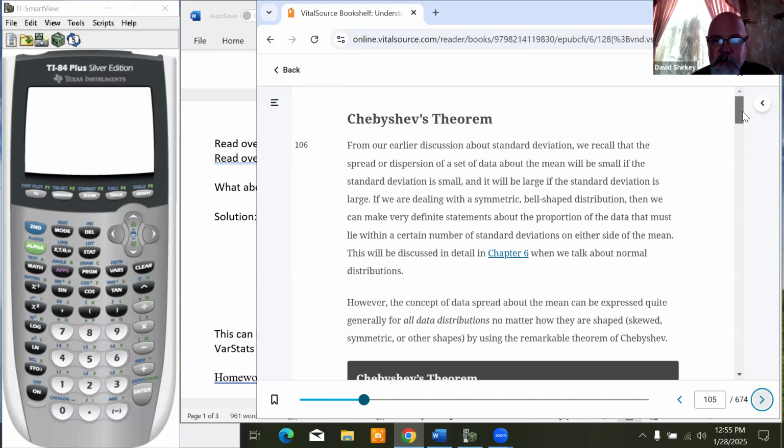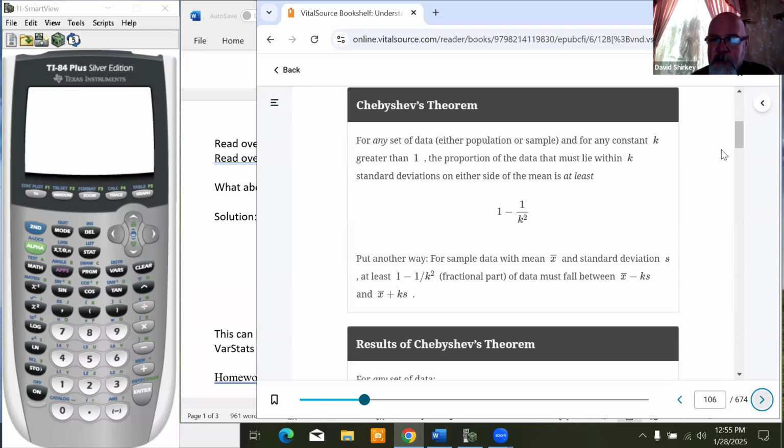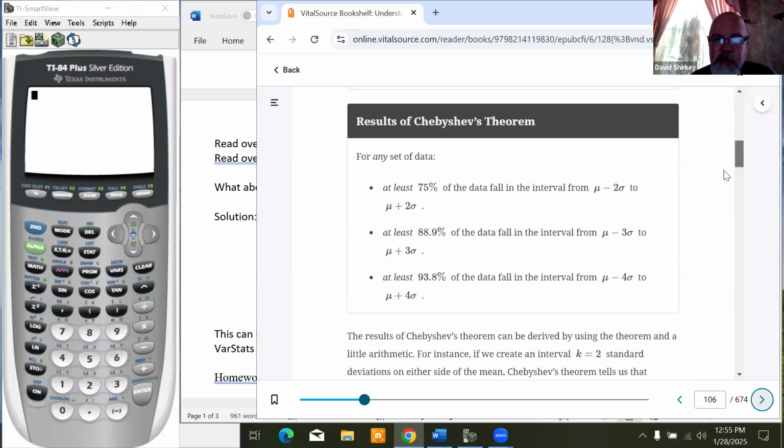Here we go. Chebyshev's theorem. So here's the actual theorem itself that you can look at. I've already given it to you. Here's the results of Chebyshev's theorem.